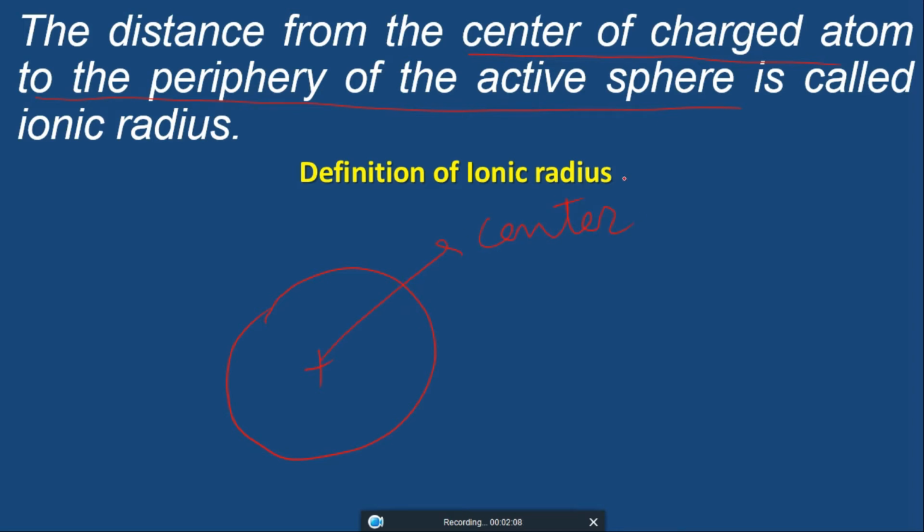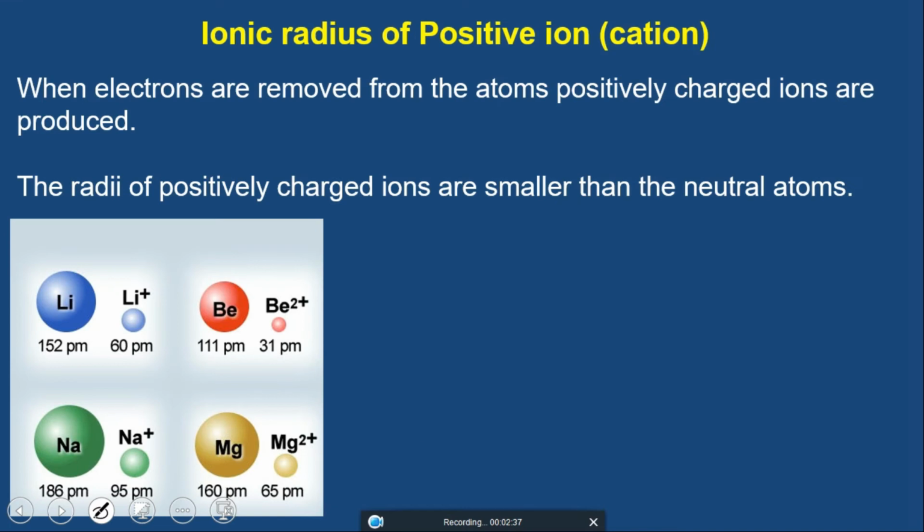This is the center of the atom, and this is the boundary, the periphery. If we consider this to be the boundary or periphery of the active sphere, this distance is called ionic radius, because we are talking about ions. Now, the ionic radius of positive ions. First of all, we see how a positive ion is formed.